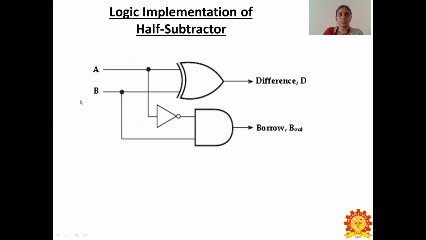And here is the logic implementation of half subtractor. So here, to find the difference, an XOR gate is involved, and to find the borrow, we have the AND gate. So inputs A and B are supplied to the XOR gate and the AND gate. And here, while finding out borrow, we invert the A value and then we apply it to the AND gate.